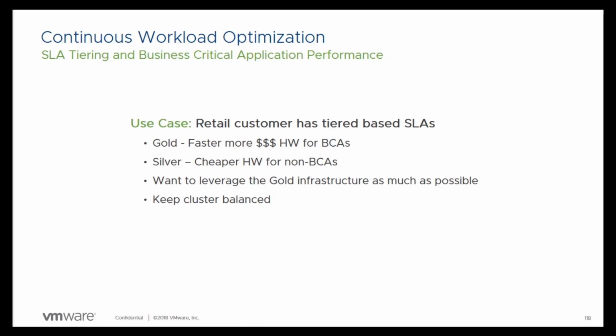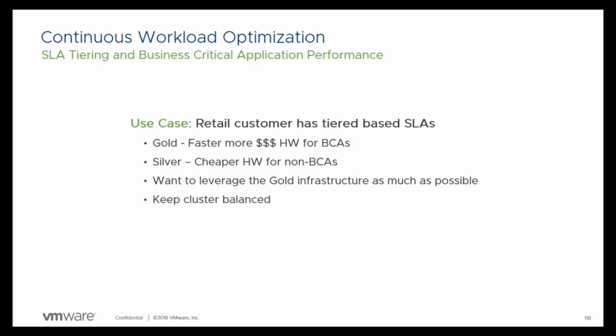This retail customer happens to have a gold cluster that's brand new hardware, super fast, and they want all their business critical apps to run on that particular gold cluster. They also have a silver cluster. It's still good, nice hardware, not as new, not as fast.